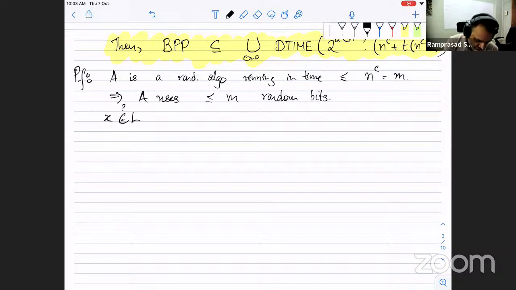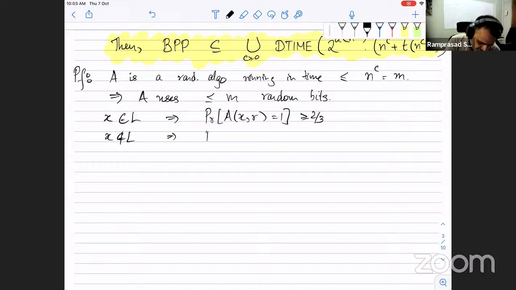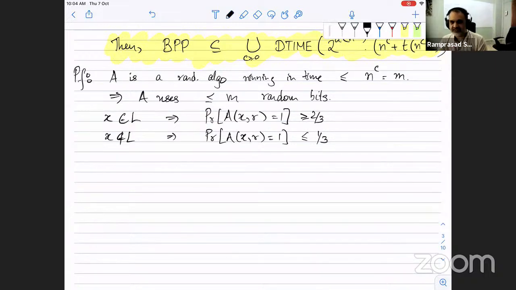So what do I want to know? Notice that if X is in L, then the probability that A accepts is at least 2/3. And if X was not in L, then the probability that A of X, R equals 1 is at most 1/3. This is just the definition of what it means for a language to be in BPP, that it can be solved by a randomized algorithm.